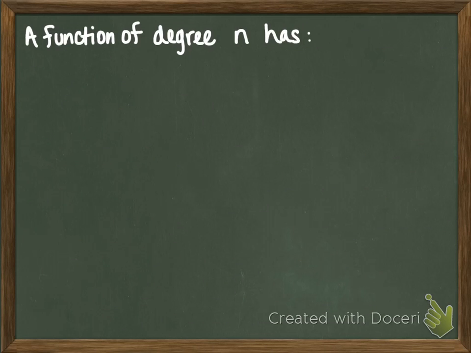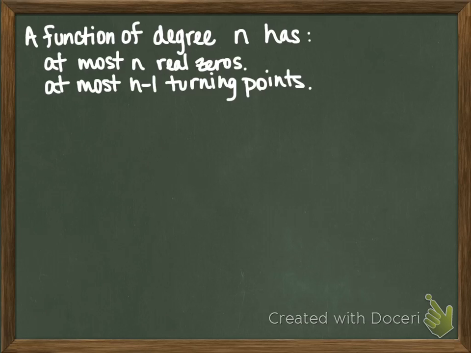Next, a function of n degree. So remember the degree is the highest exponent. Whatever that exponent is, that's the number of real zeros for that polynomial. That's the most number that it can have. So if it's a third degree polynomial, that polynomial can have only 3 zeros. It can't have more than 3. It also has at most n minus 1 turning points. So if we're talking about x to the third power, 3 minus 1 is 2, so that means x to the third turns 2 times on the graph. So it has 2 times that it turns.